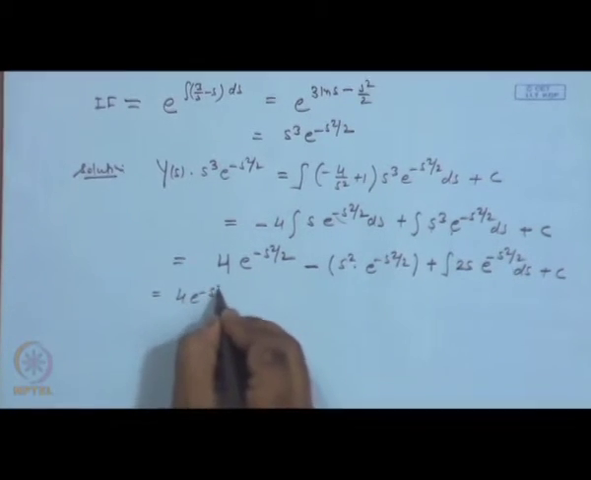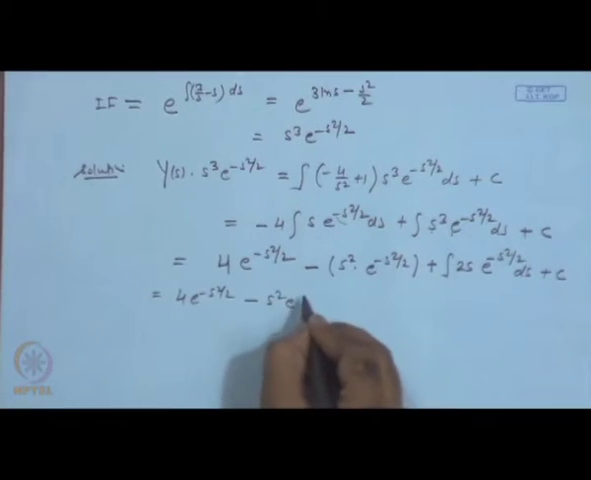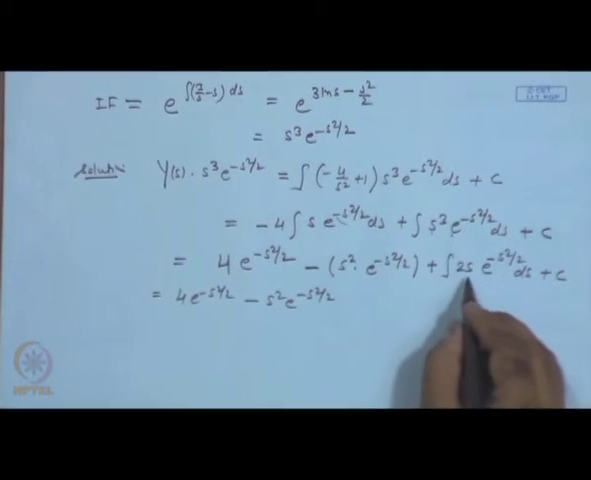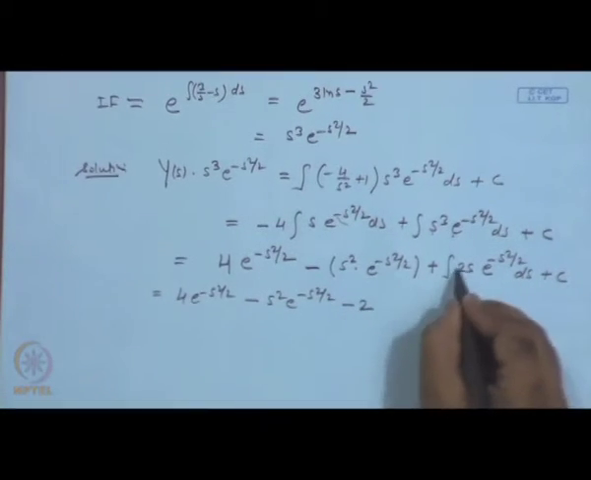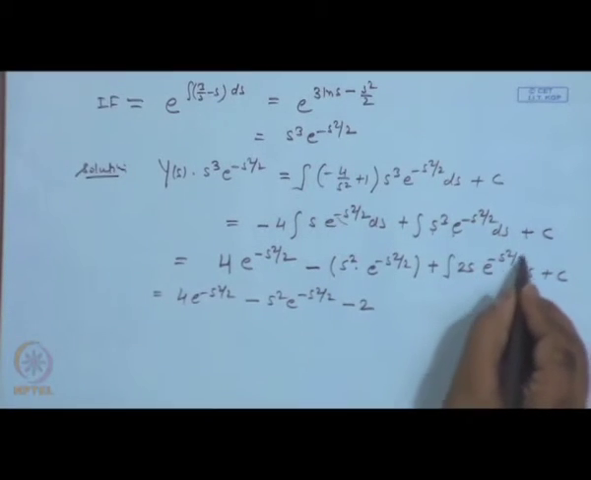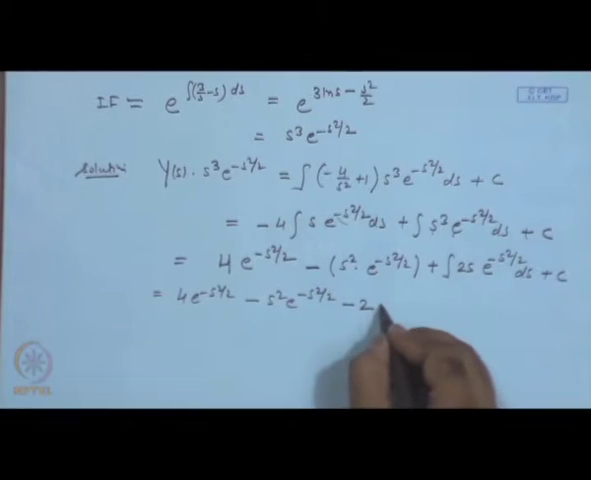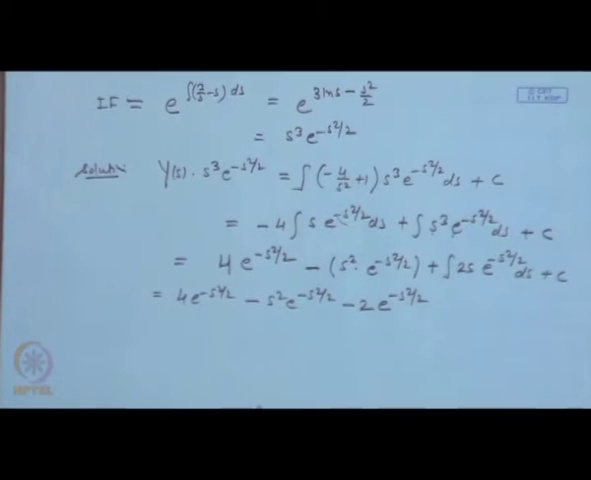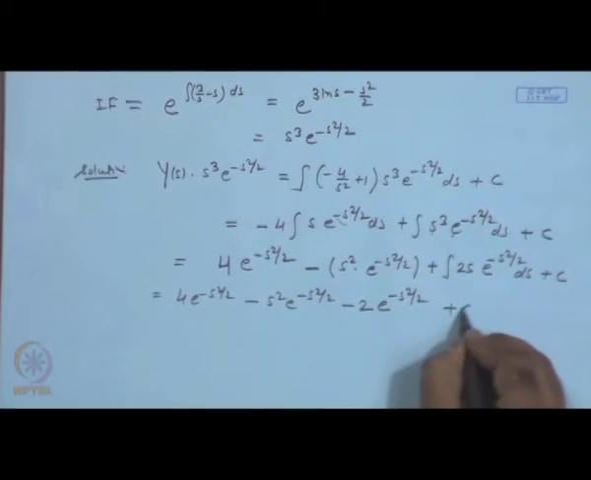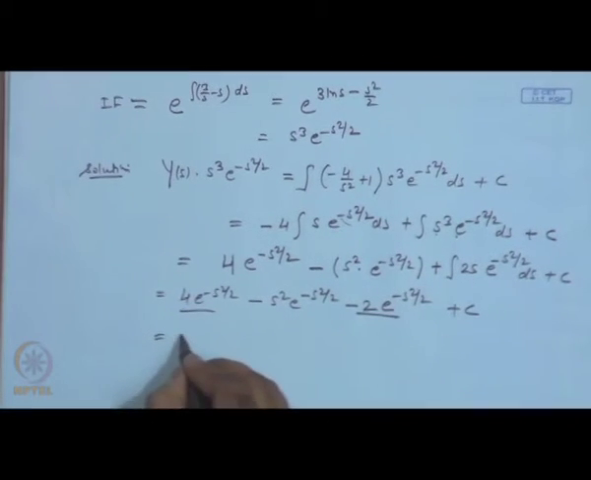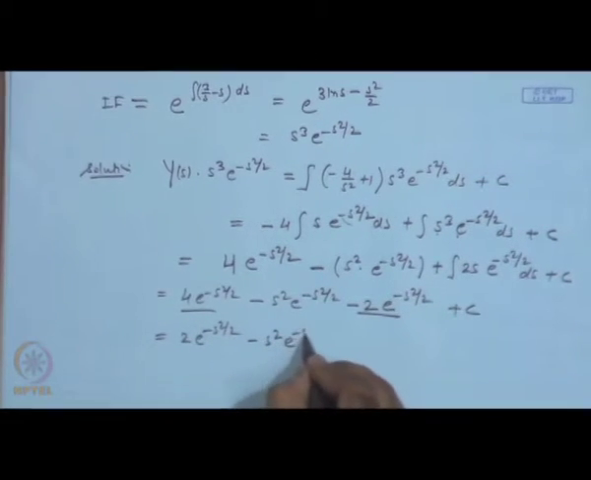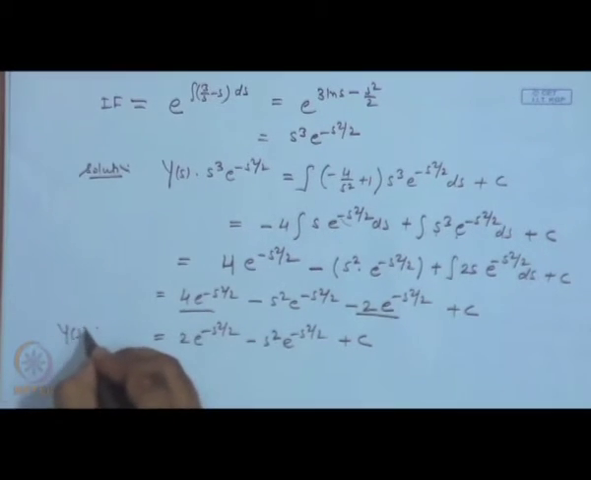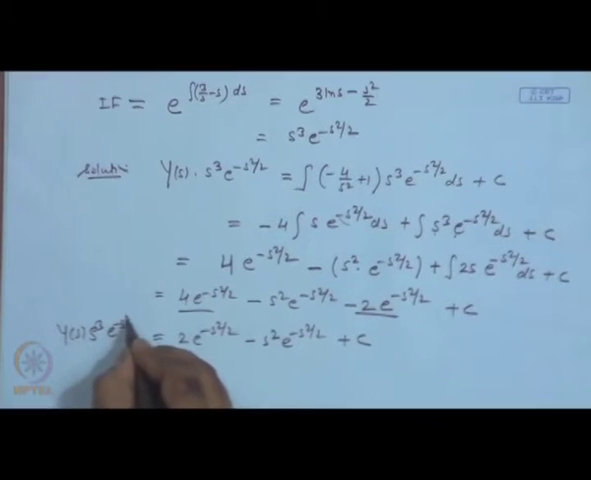So, 4 e minus s square by 2 minus s square e minus s square by 2, and at this stage now again we have minus 2, and this minus due to the integral will come with minus, and then e minus s square by 2 and plus c. Now, this and this will give us 2 e minus s square by 2, and we have minus s square e minus s square by 2 plus a constant. So, this is with y s and s cube e minus s square by 2.